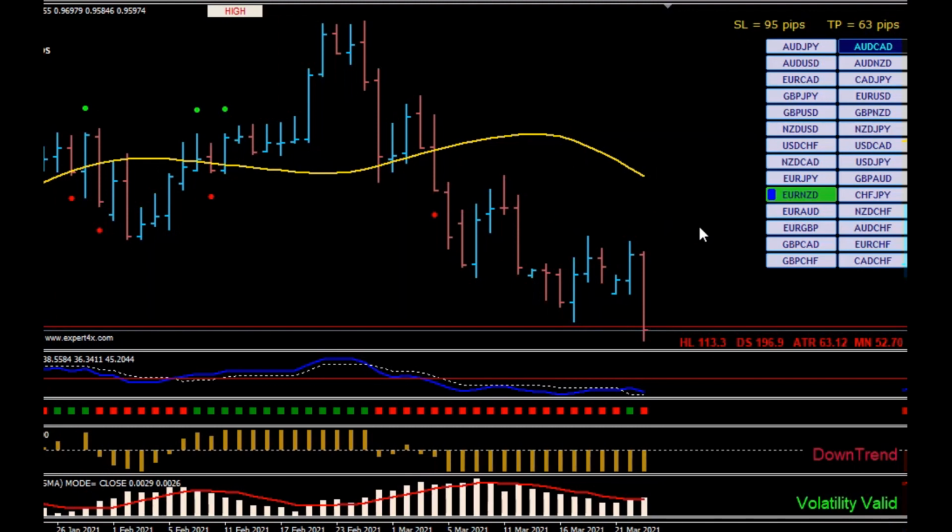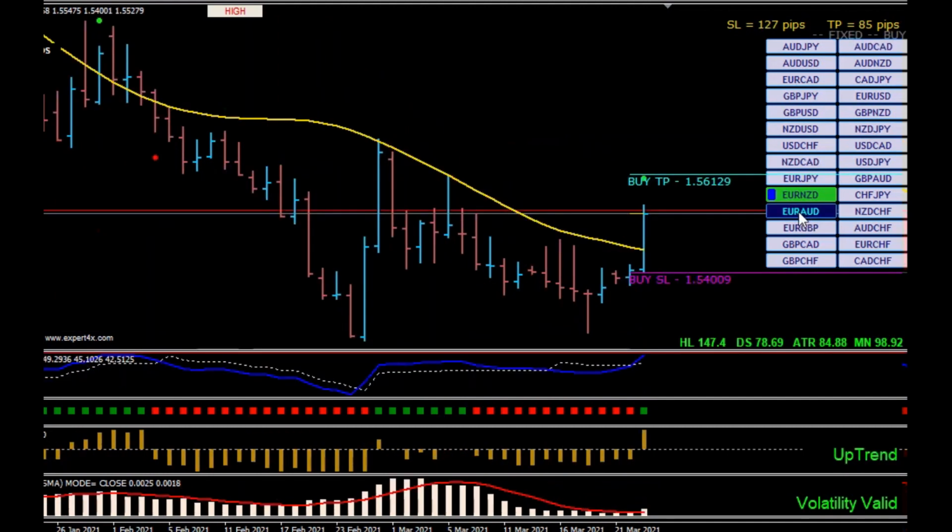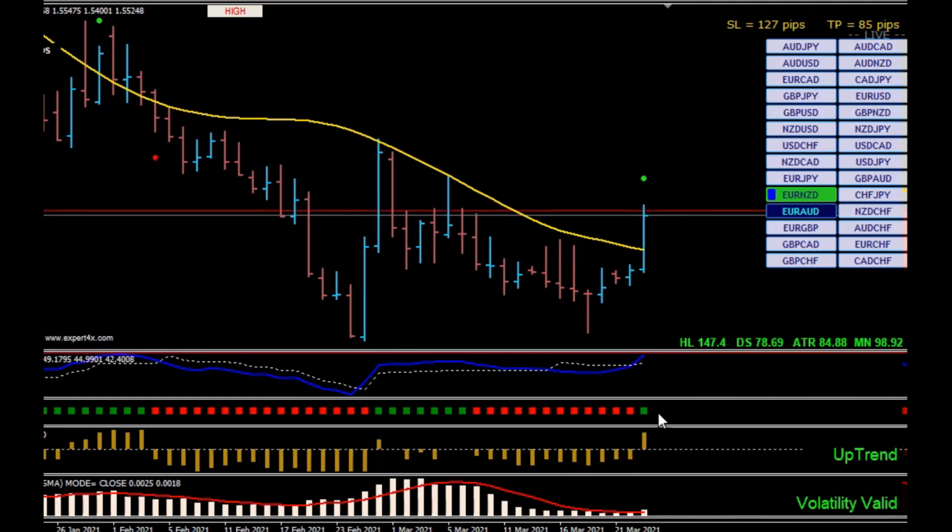The other one is Euro Aussie. Let me go pull that one up. Okay, and you can see this one is looking very strong because it is a fresh C1 signal. It is a fresh baseline cross. We have an uptrend and we have valid volume. So I'm really liking that one.